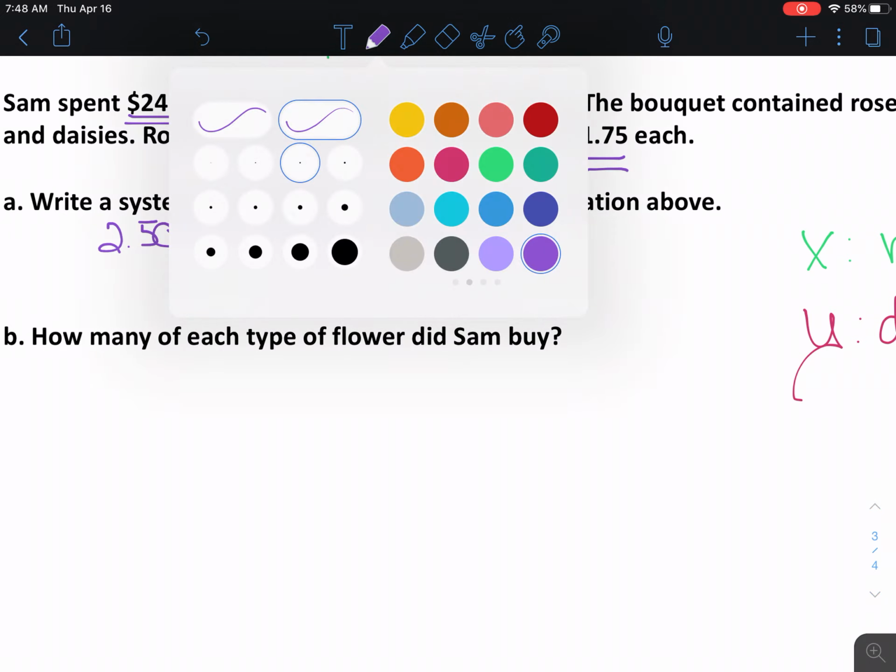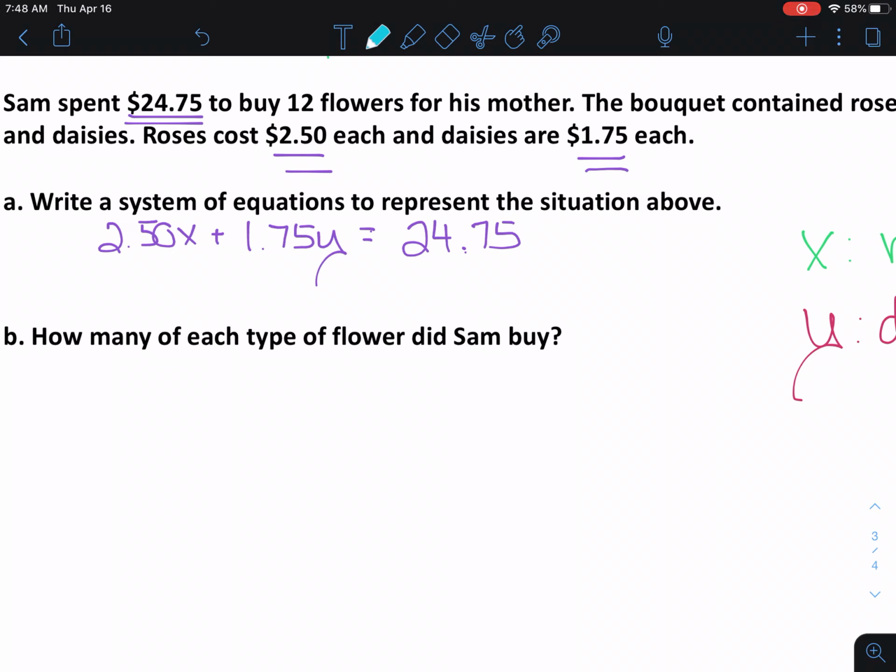Now there is another equation we have to write, and this one's a little sneakier to pull out. It says he bought 12 flowers. We only have two kinds of flowers here, roses and daisies. Roses are x, daisies are y, so it should make sense that roses plus daisies, x plus y, should give you a total of 12. There's only one number here, so that is a tricky one to pull out. The other one has the cost for each one, so it's a little easier to figure out. But that's it. Now that's your system.